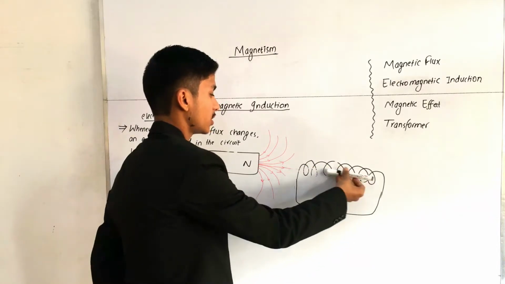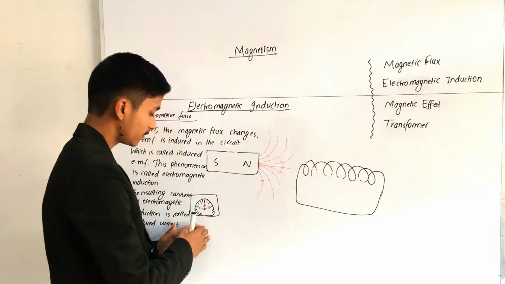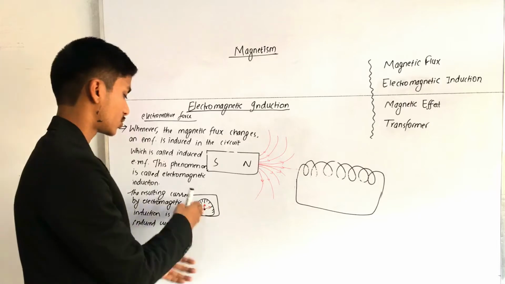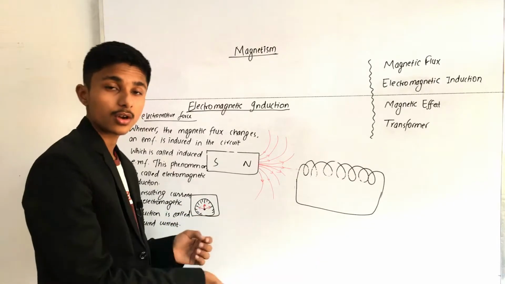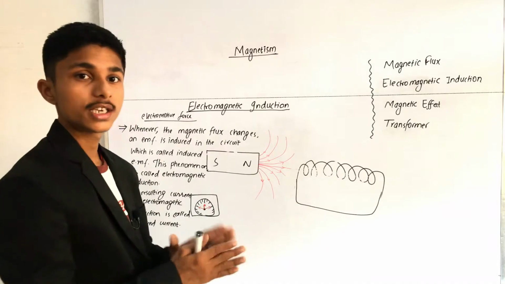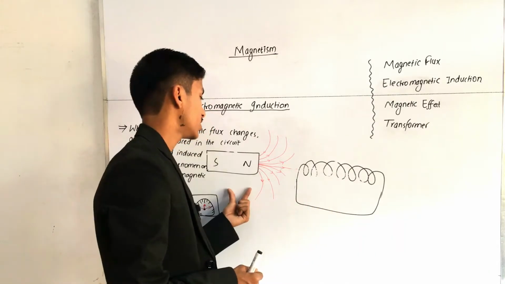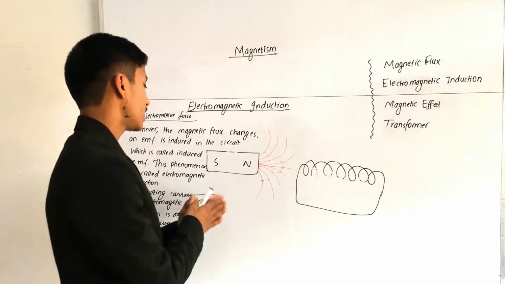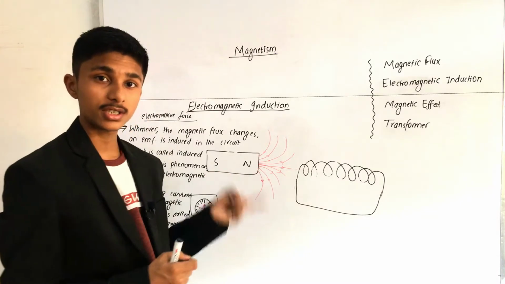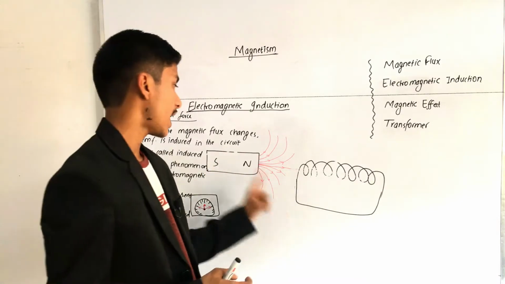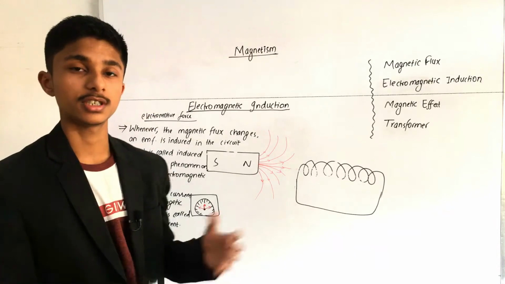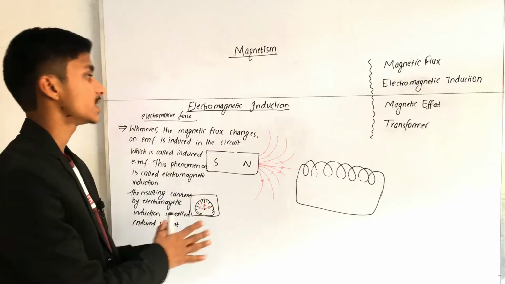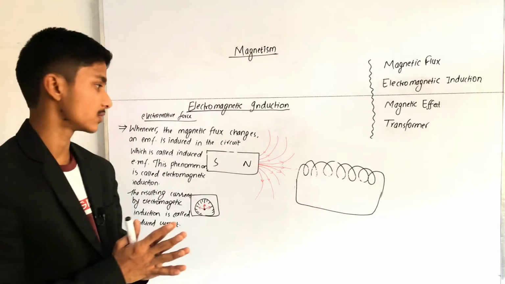And one thing we have observed here in this phenomenon is that when the coil is in motion, only then deflection in the galvanometer takes place. It means it either increases or decreases. Deflection takes place only when the coil and the magnet are in relative motion. So we can say the magnetic flux only changes when the coil and the magnet are in relative motion. Okay, therefore we have finished electromagnetic induction in this way.